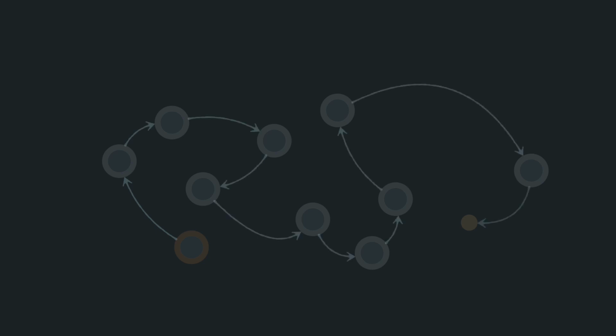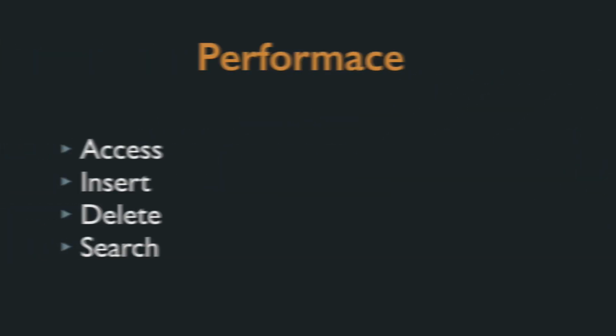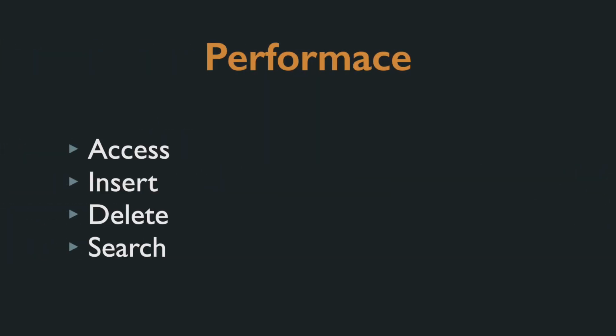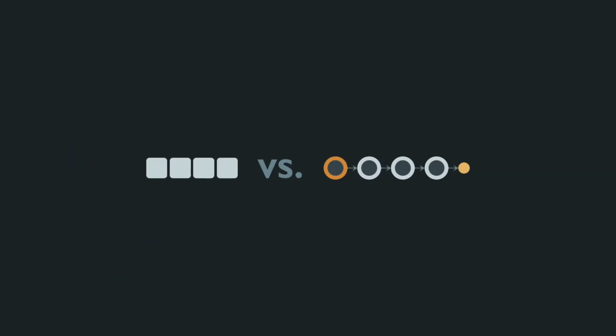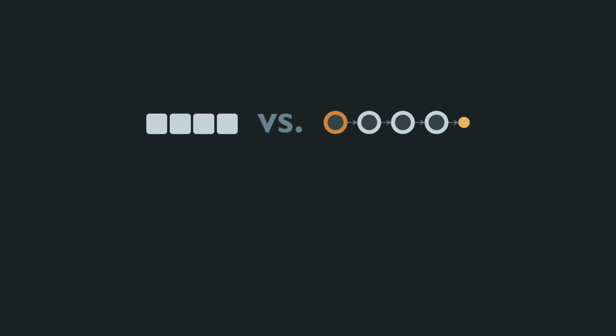Let's summarize the performance, and to keep things simple for insert and delete, let's just consider doing those operations at the head. With that, we have bad access, good insert, good delete, and not so good search. Let's talk about the traits with respect to arrays. Linked lists achieve easy insert and delete, but lose fast random access.